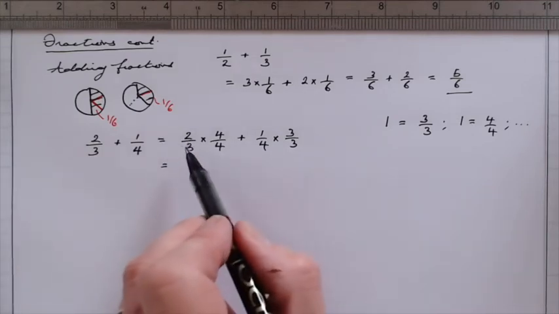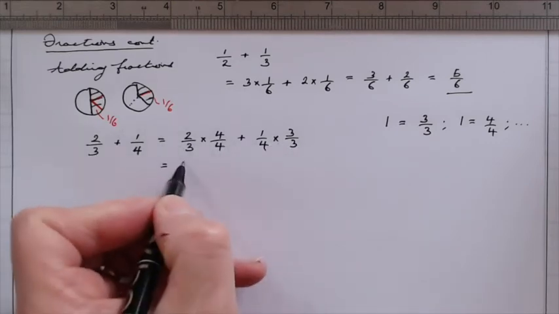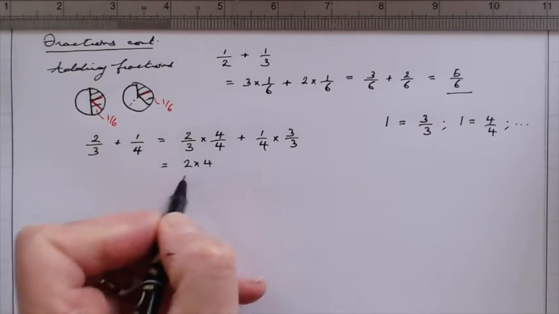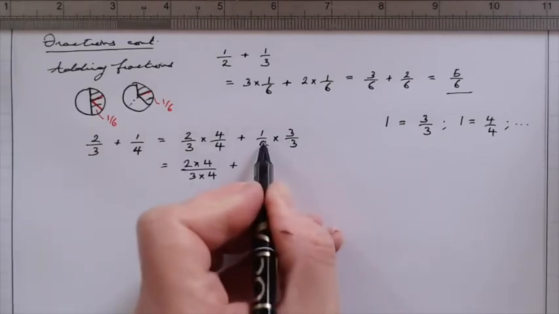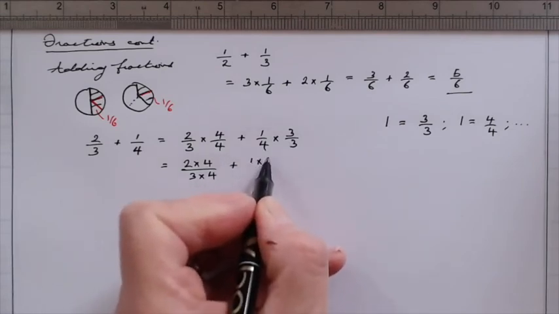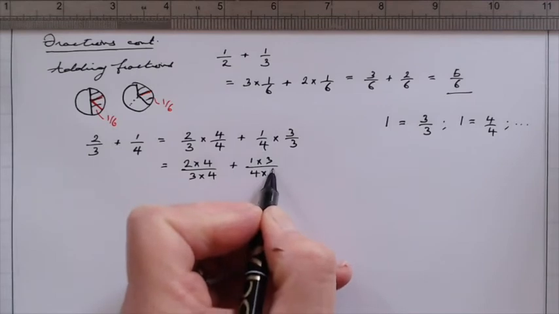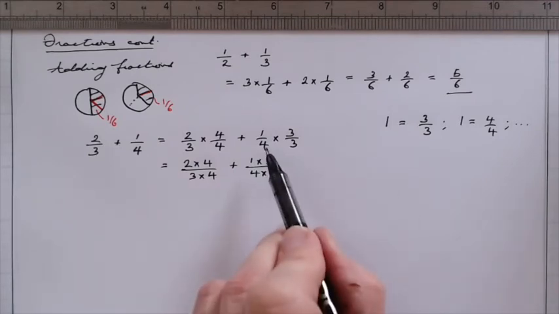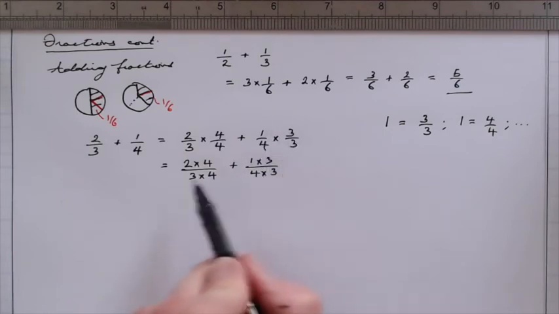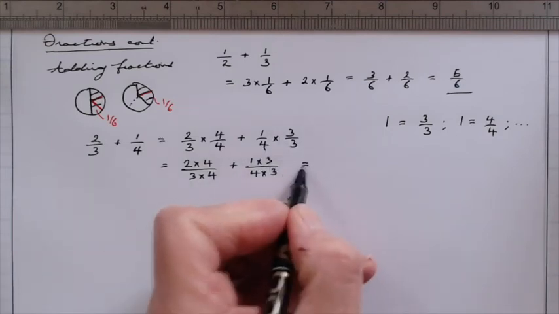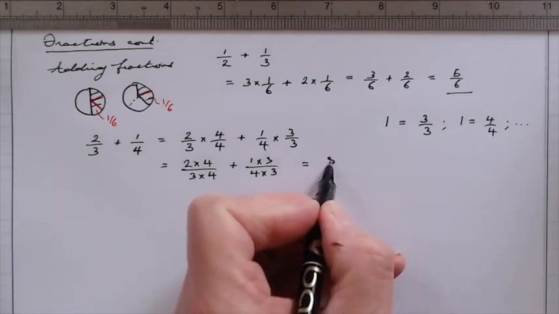So let's use our knowledge of multiplying fractions to do these little sums here. So I have 2 times 4 divided by 3 times 4. And then for this one here, I have 1 times 3 divided by 4 times 3. So I'm just using the technique we learned in the last tutorial on multiplying fractions to do each of these manipulations. And looking at this first one then, I have 8 divided by 12.